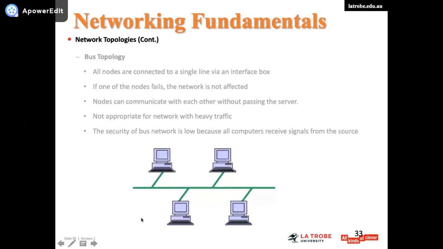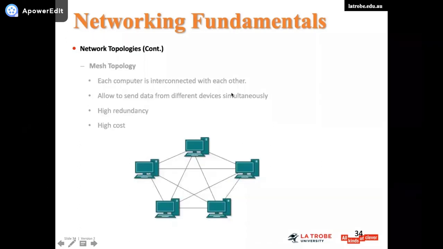So the last topology is called mesh topology. In this topology, each computer is interconnected with each other. Just like in this figure, we have 5 computers, and all computers have a direct connection to one another. This allows data to be sent from different devices simultaneously. You don't have to go through another computer to help you. You can just directly talk to your destination.